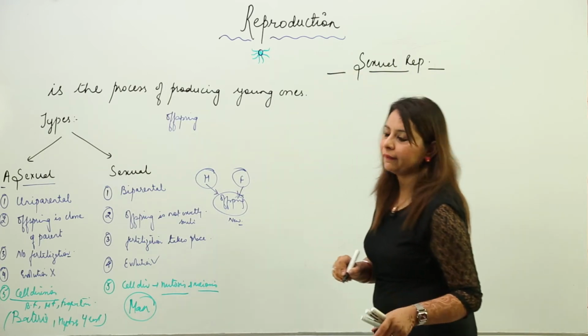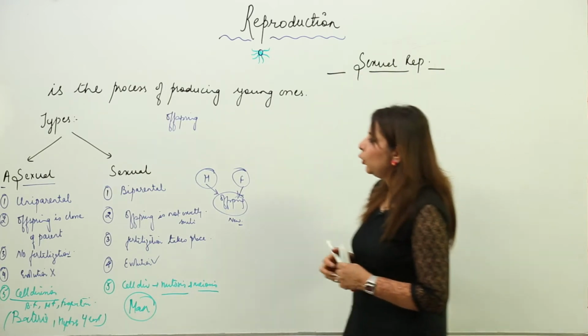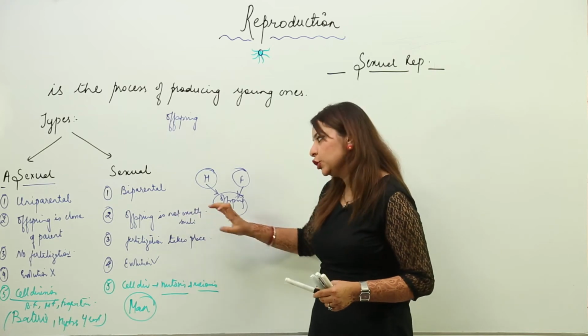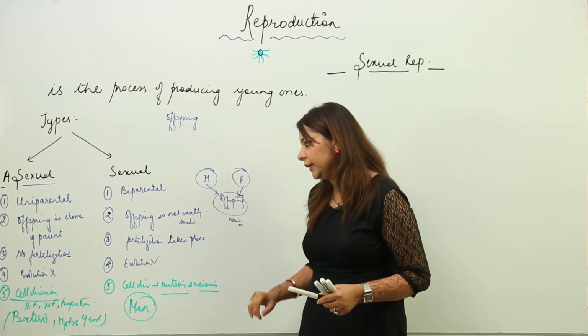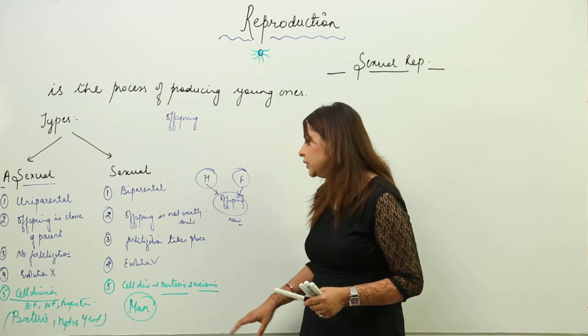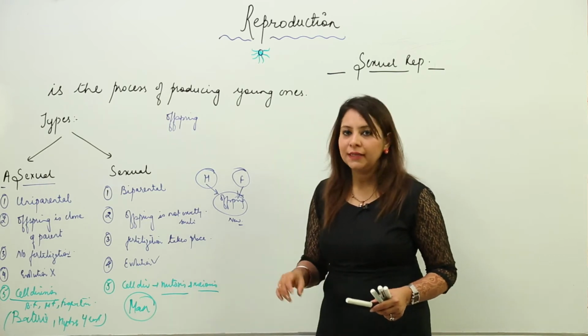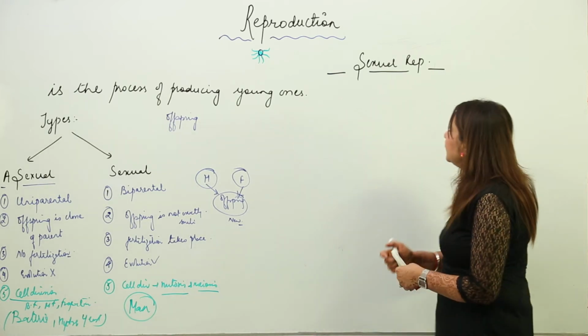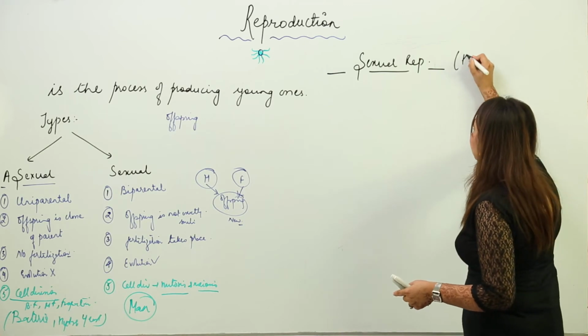So see what is there. In sexual reproduction, you already know it is biparental, offspring are not exactly similar, fertilization takes place, it leads to evolution, and cell division occurs by mitosis and meiosis. Example: man. So I'm just going to explain sexual reproduction in humans first.